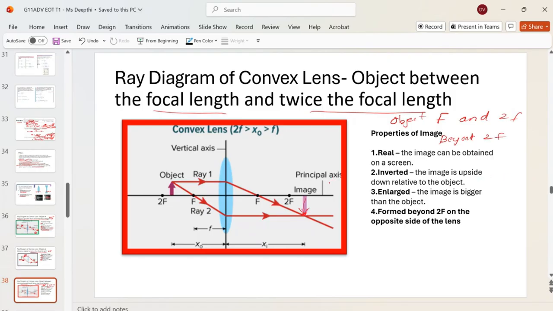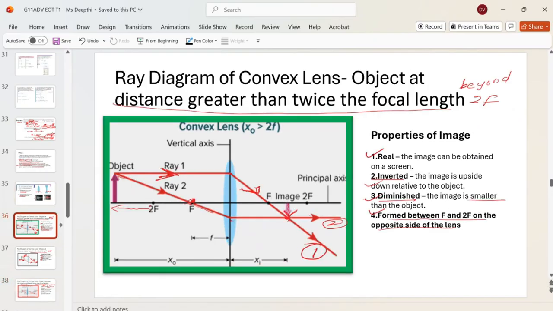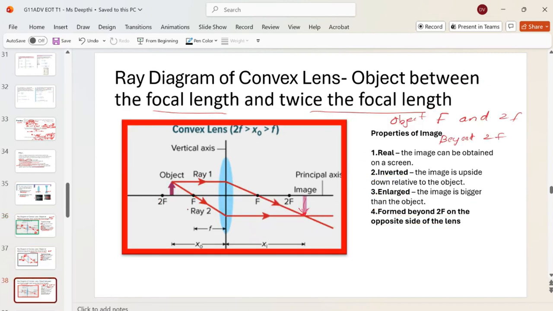It's just opposite to the first picture. Do you remember the first picture? The first picture is the opposite of that. When the object is beyond 2F, the image is between F and 2F. The third picture is when the image is beyond 2F and the object is between F and 2F, but it is bigger. That's the difference. So: real, inverted, bigger, or you can write enlarged, and formed beyond 2F on the other side of the lens. So those are the properties.